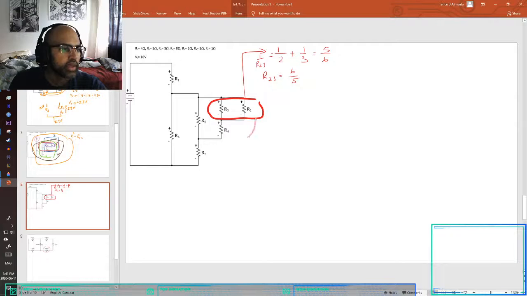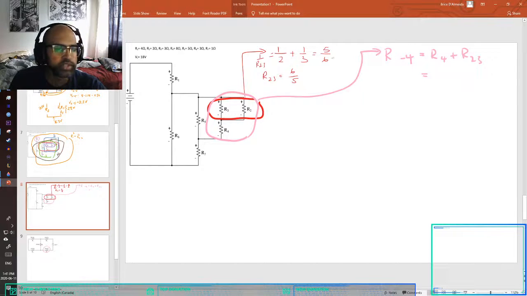Let's do that in pink. And let's put it off into the corner here. R2 to 4 is equal to R4 plus R23. R4 was the 4 ohm resistor. No, R4 was 8. 8 plus what we just calculated, 6 over 5.